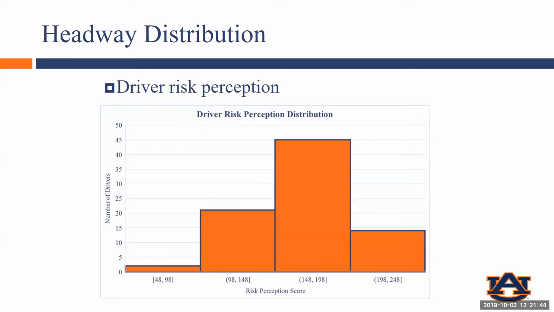For the driver risk perception, this is the total distribution for the NDS study drivers in our sample. As you can see, for most of the drivers the score is very high. That means most of the drivers are very safe drivers. They are very conservative drivers.